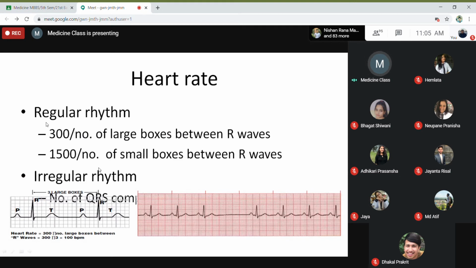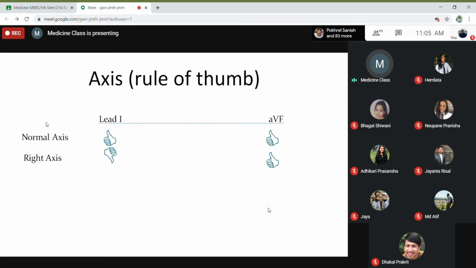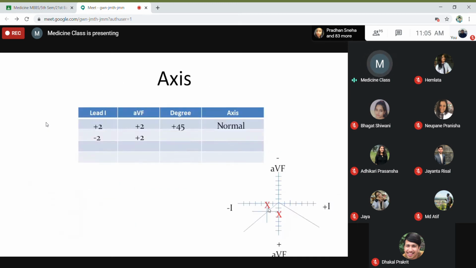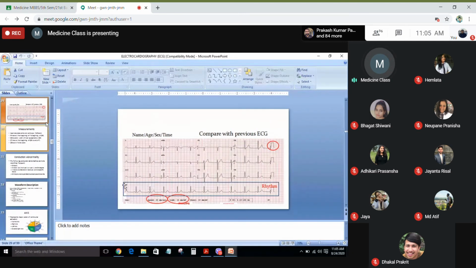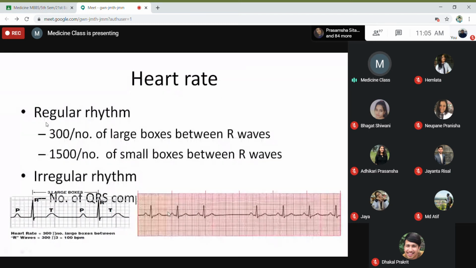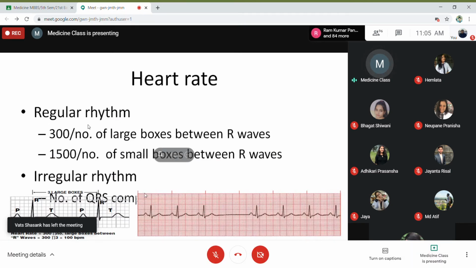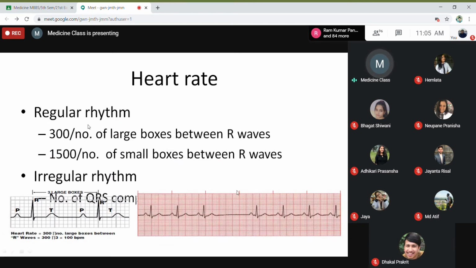In irregular rhythm, you need a rhythm strip. Remember the rhythm strip? We have it here in this one. This is the rhythm strip. It would be either 6 seconds or 10 seconds long. We look at the rhythm strip, and this is 1 second: 1, 2, 3, 4, 5 large squares means 1 second. 2 seconds, 3 seconds, 4 seconds, 5 seconds, and 6 seconds.